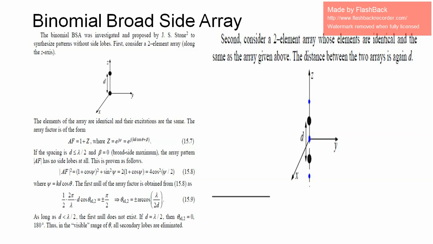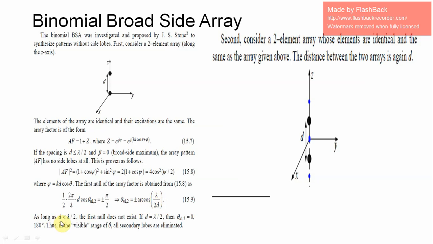The array factor squared is equal to 1 plus cos psi squared plus sin squared psi, which mathematically is equivalent to 2 times 1 plus cos psi, which is equal to 4 cos squared of psi by 2, where psi is equal to kd cos theta. The first null of the array factor is obtained from 15.8, which is given by one half of 2 pi by lambda d cos theta, which is equal to plus minus pi by 2, and theta of the array factor null is equal to plus minus cos inverse of lambda upon 2d.